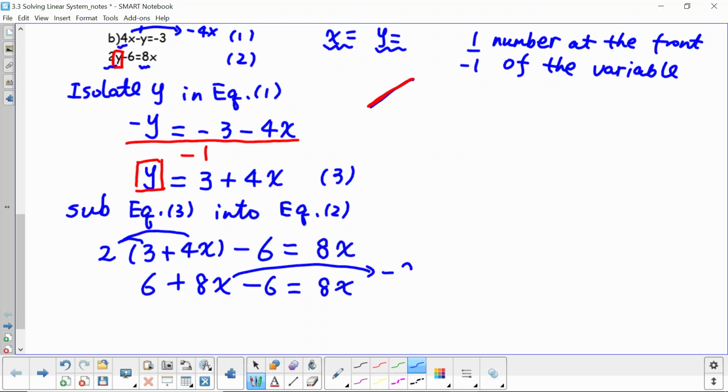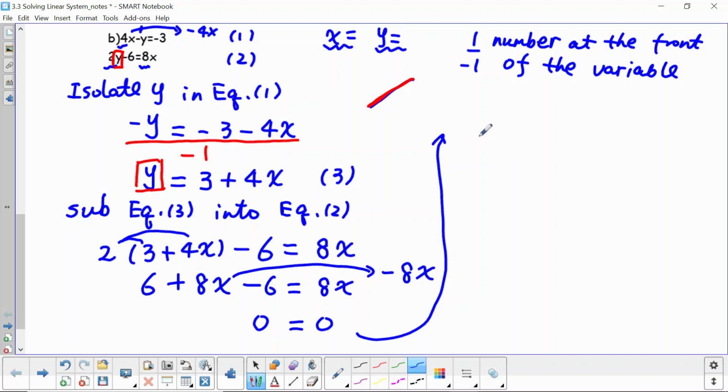You will see minus 8x. 6 minus 6 is 0, 8x minus 8x is 0. And if you have 0 equals 0, we know it's always true. It doesn't matter what the x value is. You have x equals 1, it works. x equals 2, it works. So this means it's the same line. These two equations represent the same line. They overlap. Then all the points on this line will satisfy these two equations.